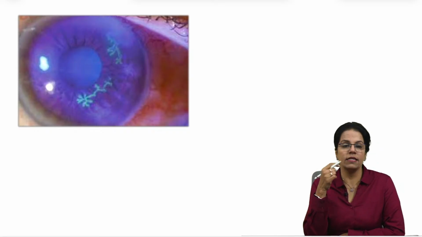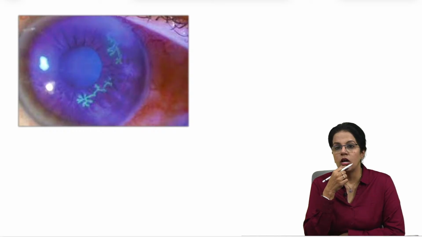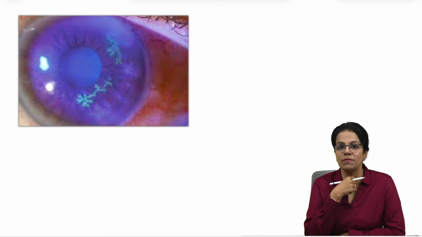No, mainly Devki, we can see lamellar cataracts in rubella infection, not galactosemia. In rubella infections you can also get lamellar cataract.